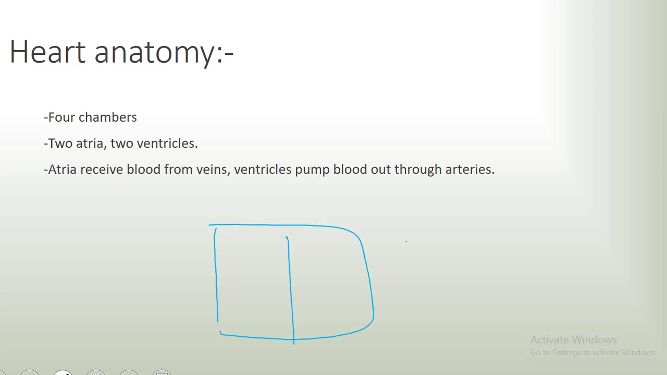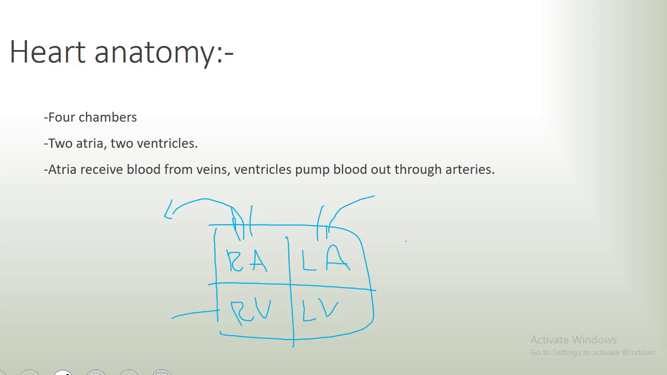You have 4 chambers. On the top you have a right atrium and a left atrium, and then you have a right ventricle and a left ventricle. Now the right atrium and the left atrium are going to be receiving blood from veins. The right atrium from the inferior and superior vena cava, the left atrium from the pulmonary veins, and then the right ventricle is going to be pumping out to the artery through the pulmonary artery, and the left ventricle is going to be pumping blood to the aorta to the rest of the body.